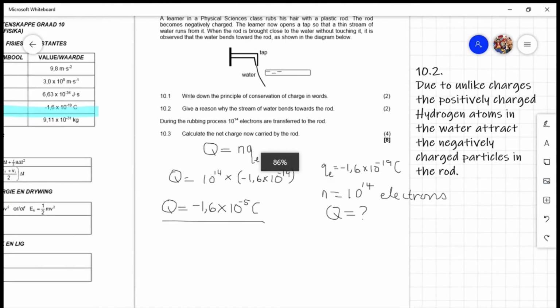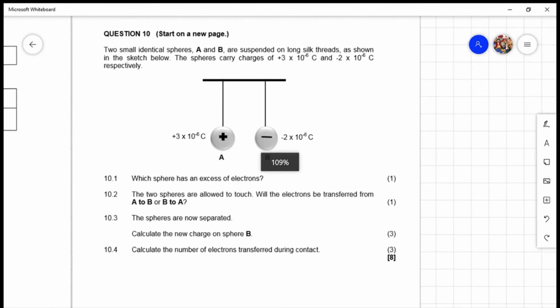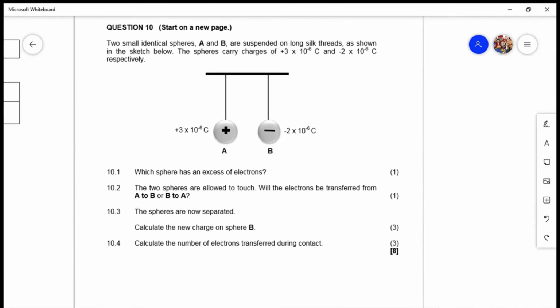Our next question for today is from the November 2016 exam. So our question 10 reads as follows. Two small identical spheres A and B are suspended on long silk threads, as shown in the sketch below.